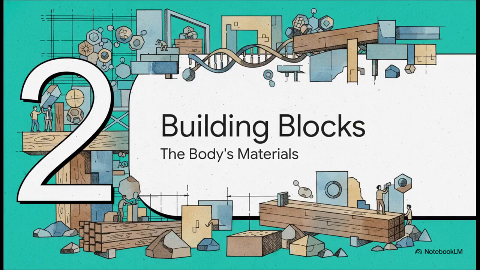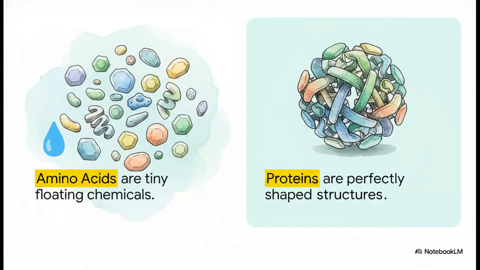Section 2. The body's building blocks. Now, a blueprint is completely useless if you don't have building materials, right? Out on the factory floor of your body, we have these tiny chemicals floating around called amino acids. But on their own, they're kind of just scattered puzzle pieces. To actually do anything useful, they have to be linked together in highly specific sequences to fold into perfectly shaped working proteins. If they aren't connected just right, they simply can't do their jobs.